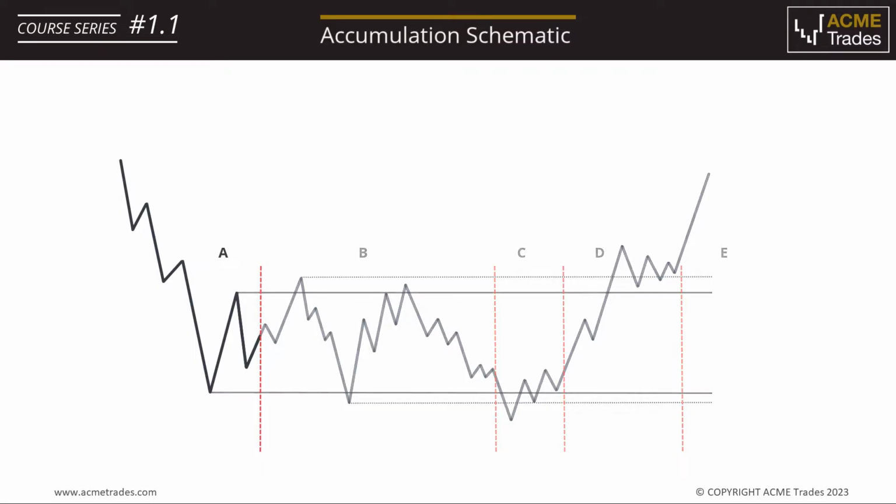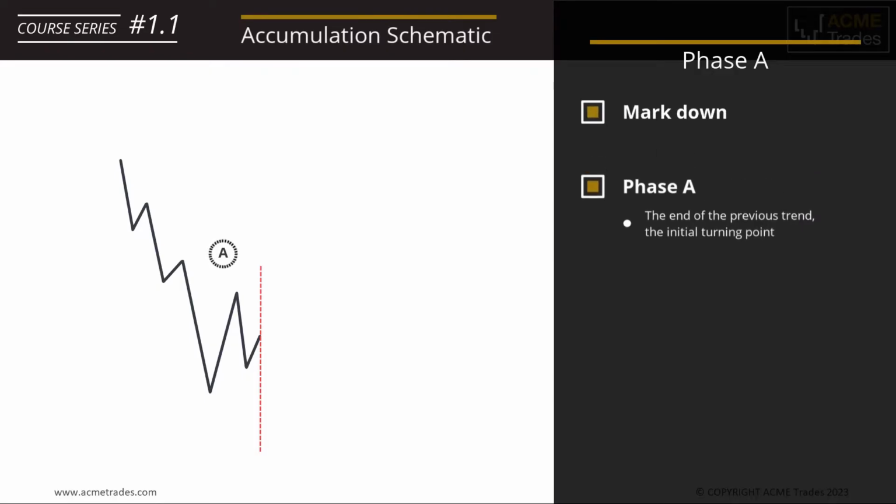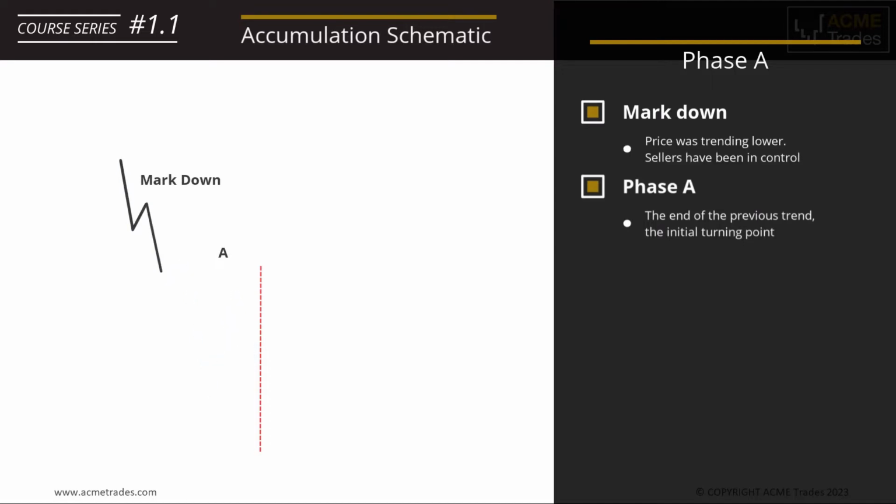And phase A here, in its simplest terms, is the end of the previous trend, the downtrend, the initial turning point. Now, if you think of the price cycle and its cyclical nature, the phase before accumulation was markdown. Price was trending lower, ergo supply. Sellers have been in control, and this would be coming down from markdown into phase A.